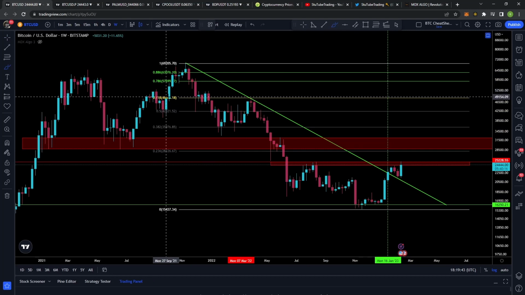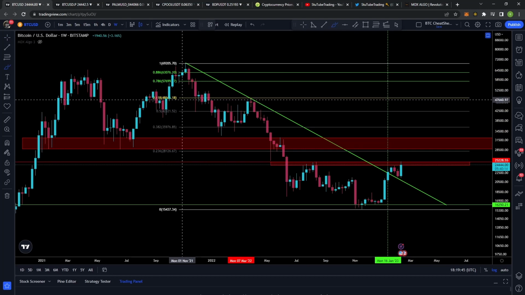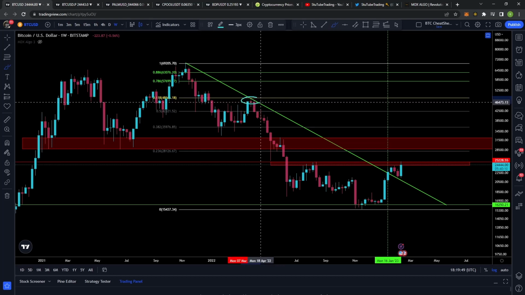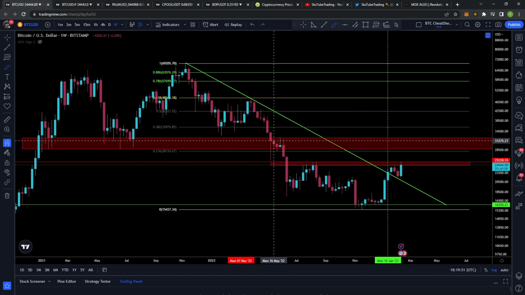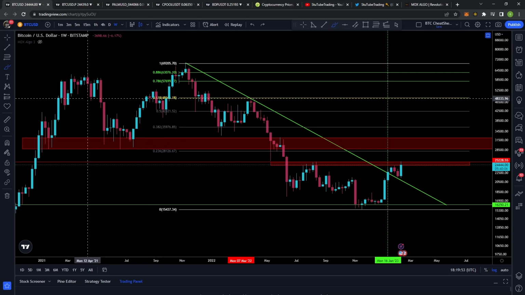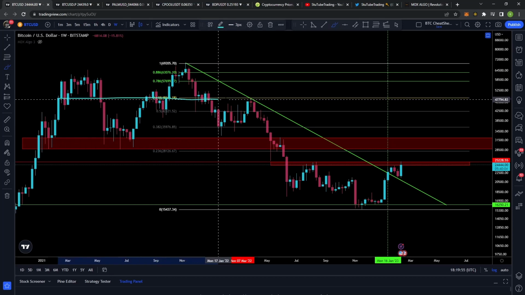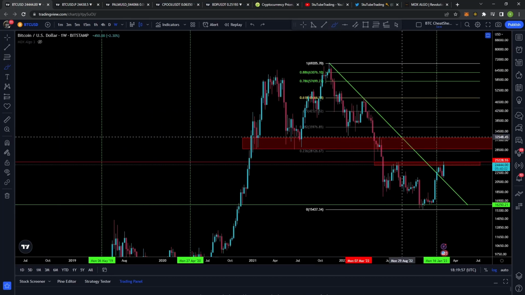And that 618 lines up with around 48.5 thousand, somewhere in there. But this lines up beautifully with this rejection point here. There is some serious structure in the chart at this level. So I think it's a very important level to pay attention to.